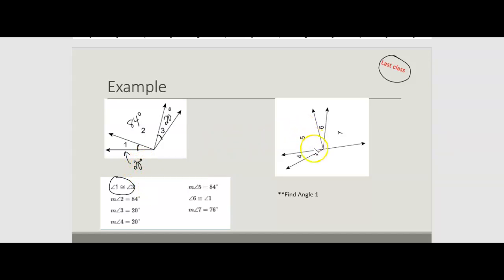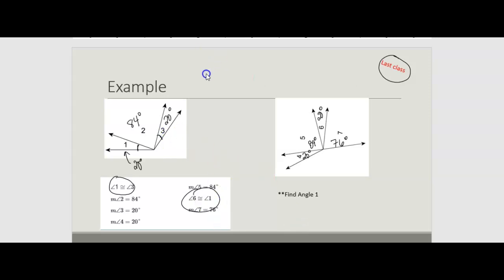Let's look at the second diagram. Angle 4 is 20 degrees. Angle 5 is 84 degrees. Angle 6 and angle 1 are congruent, right? And we know angle 1 is 20, so angle 6 is also 20, and angle 7 is 76. So in both of these, the big deal was using that congruence relationship between angle 1 and angle 3, and angle 1 and angle 6.